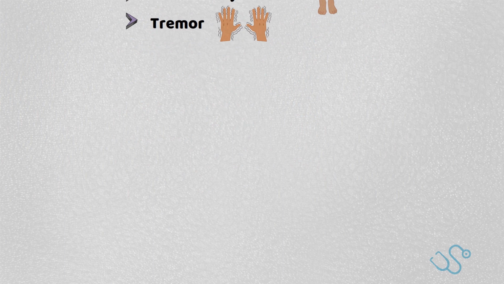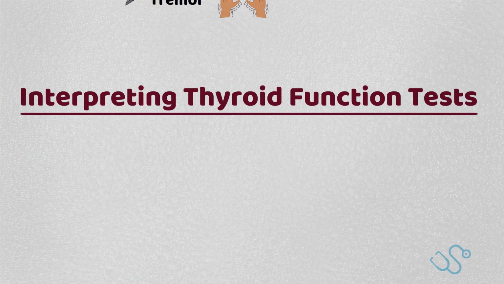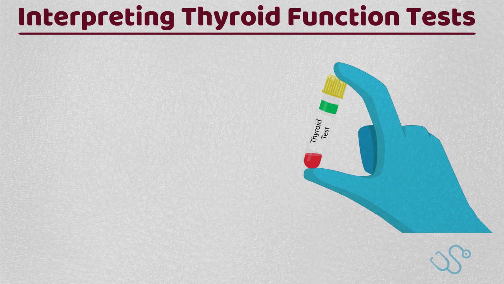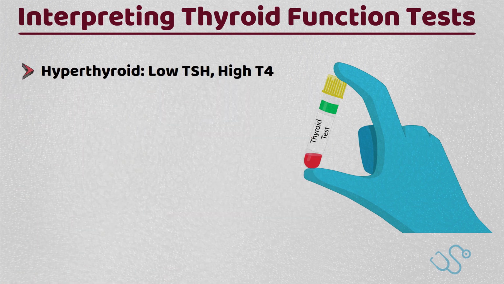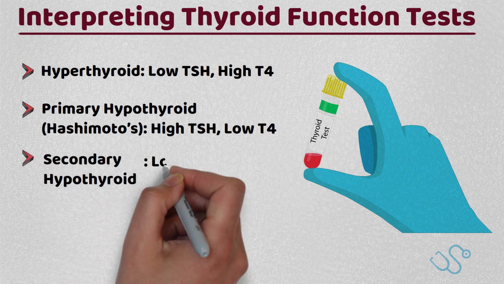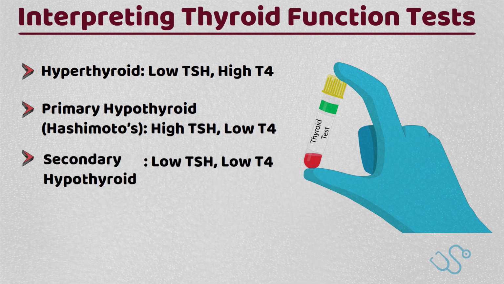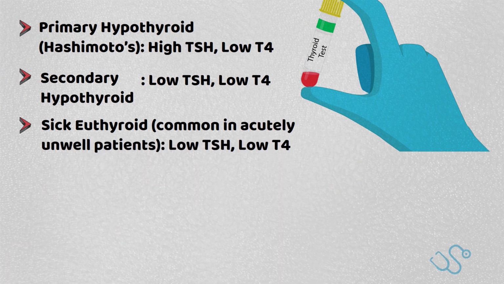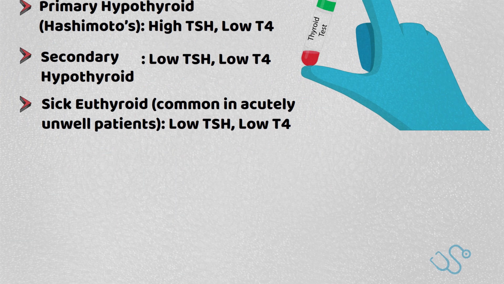Finally, let's talk about interpreting thyroid function tests, where this is going to be the crux of many of the clinical questions in the AKT, and you'll need to be familiar with the common biochemical presentations. We've tried to simplify the common ones below, where a hyperthyroid state is classically a low TSH and a high T4. Primary hypothyroid, such as that in Hashimoto's, is a high TSH and a low T4. Secondary hypothyroid is a low TSH and a low T4. Sick euthyroid, which is commonly seen in acutely unwell patients, includes a low TSH and low T4.